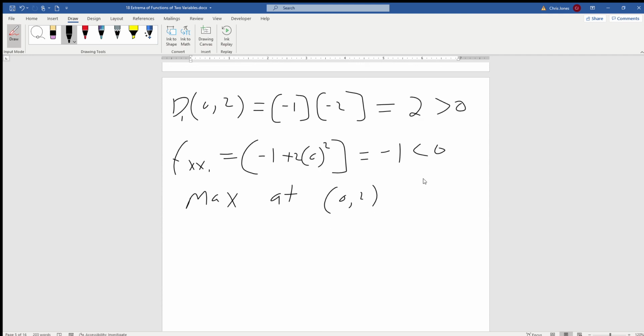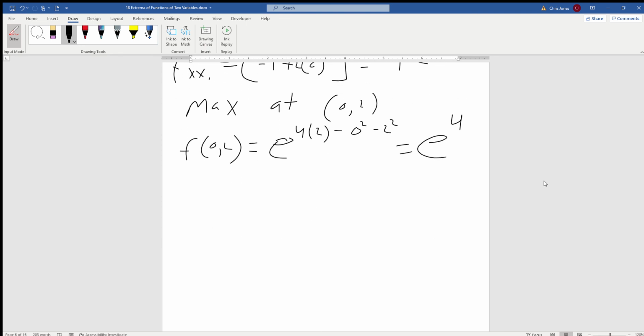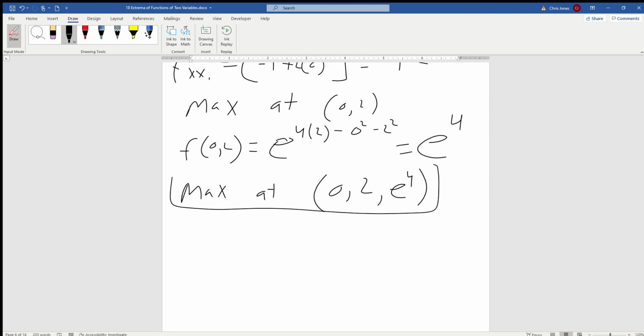And of course, the maximum occurs when f is at 0, 2. So remember, our original function was e to the 4 times y minus x squared minus y squared. So that equals e to the 4th power. That's the exact value, hopefully. Otherwise, we've wasted about 12 minutes of finding the maximum of that function. And so finally, we have a max at the point 0, 2, e to the 4th. Hopefully, maybe, potentially, feasibly.